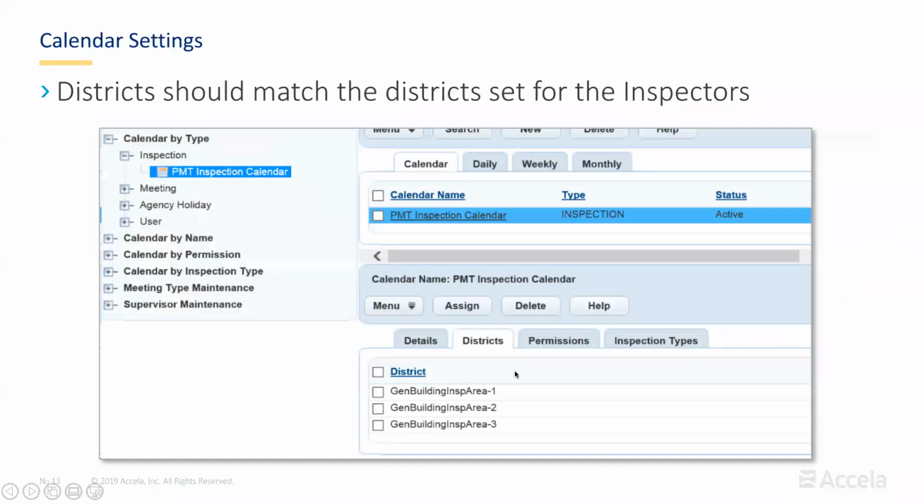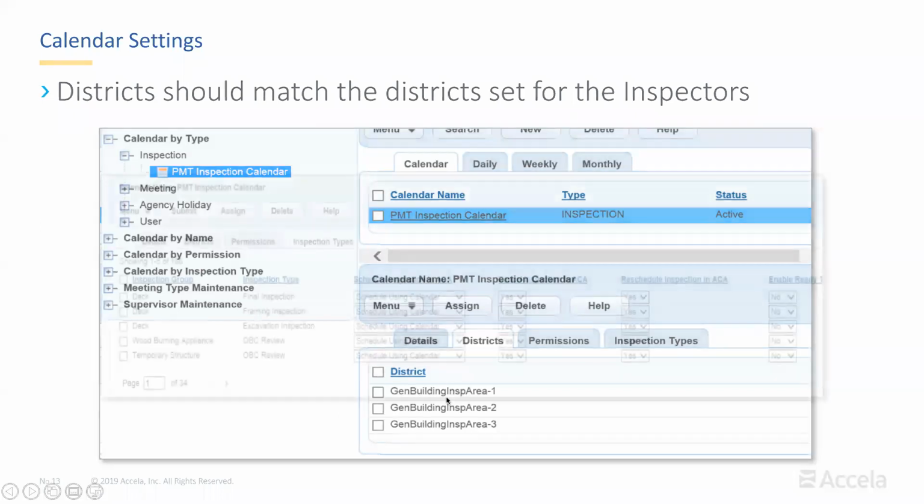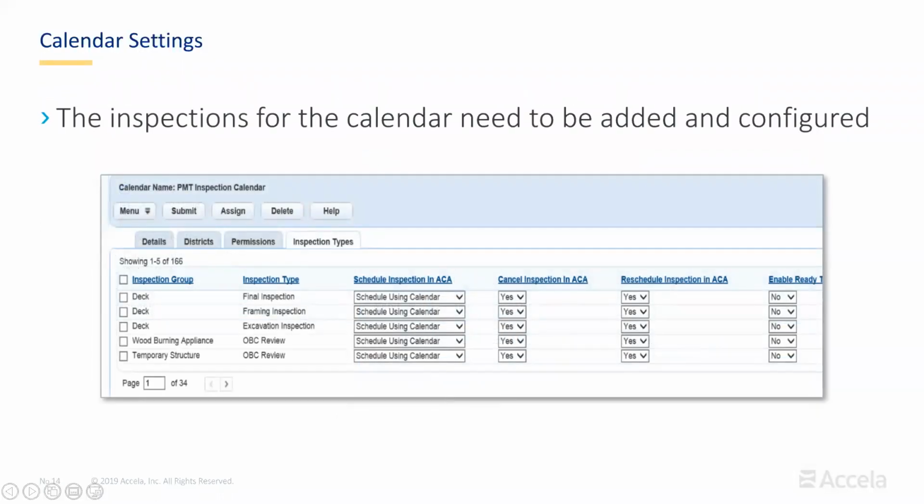Then districts. You don't have to set a district, but if you do, it will limit this calendar to only those districts, and the same with permissions. And the districts, combined with the next tab, which is inspection types, would control things if you had a lot of inspections.